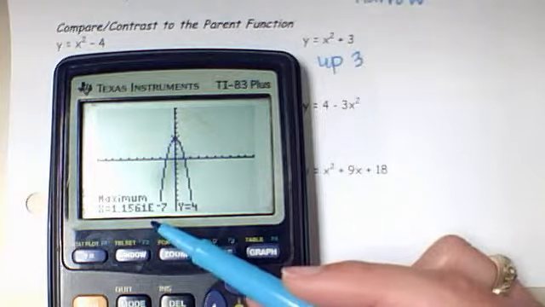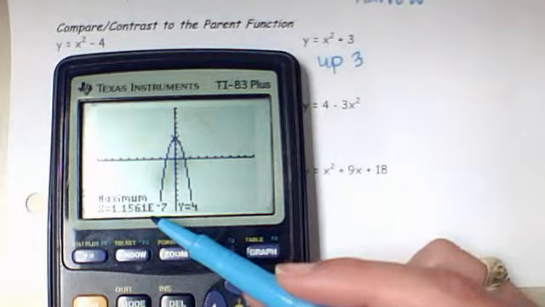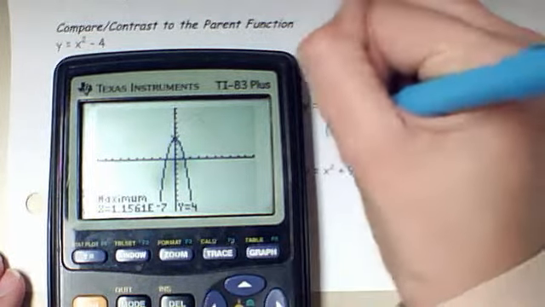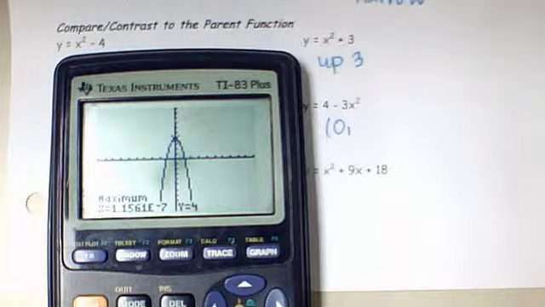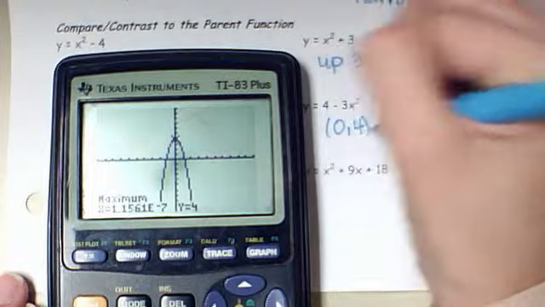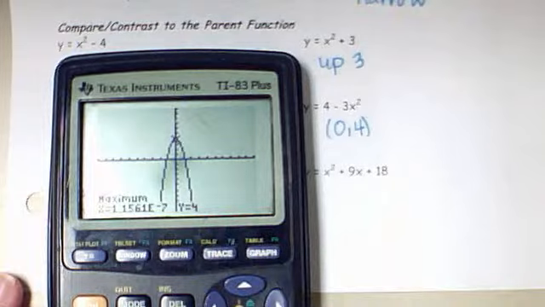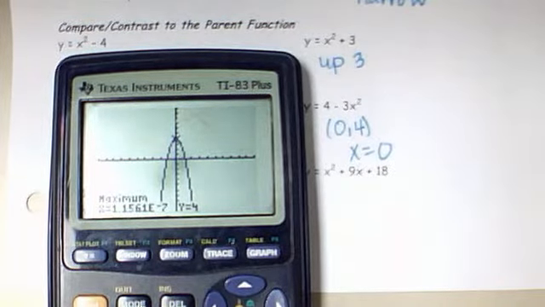And that value says 1.1561 e to the negative 7. Anytime you see that e, that's just the same as saying 0, so don't be tricked by that. If you see an e, that says 0. And y equals 4. That means our axis of symmetry is x equals 0. That should kind of make sense when you take a look at it.